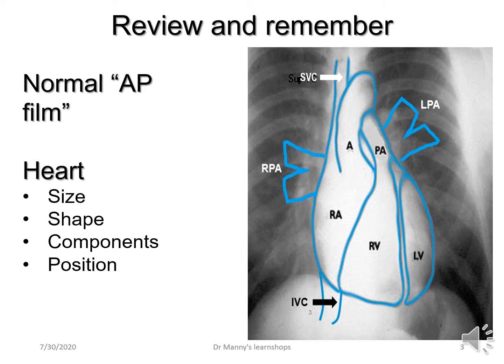We can also see the vessels that enter the right atrium. The SVC, the superior vena cava, the IVC, the inferior vena cava. We can also see the hilar. The hilar is where blood vessels enter and leave. The RPA is the right pulmonary artery. The LPA is the left pulmonary artery. And we can see the 2 major arterial trunks, the aorta, or the ascending aorta, the aortic arch, and we can see the main pulmonary artery, which is indicated by the PA.